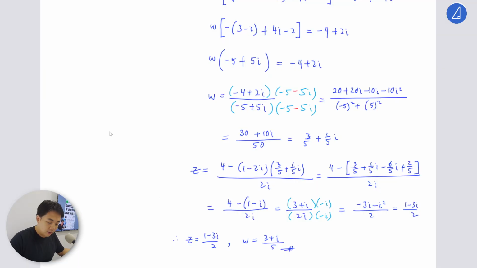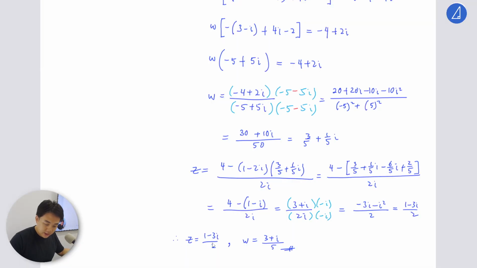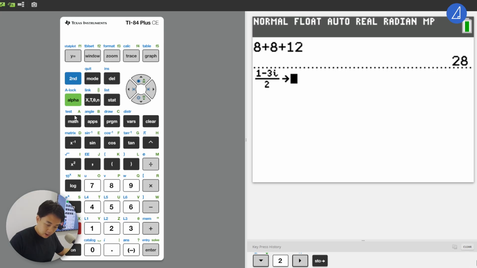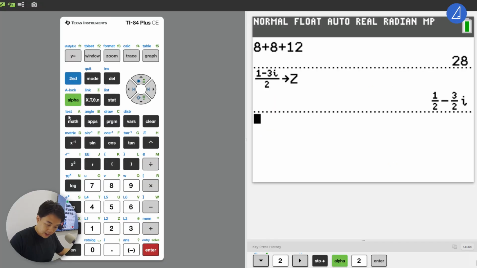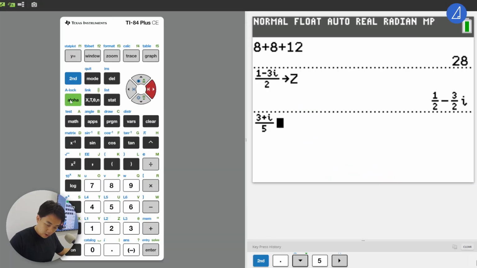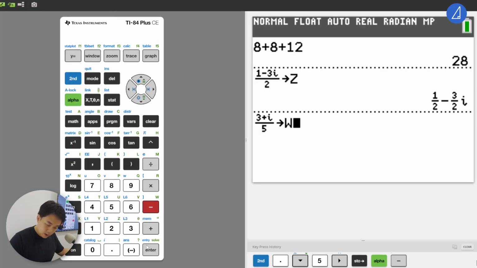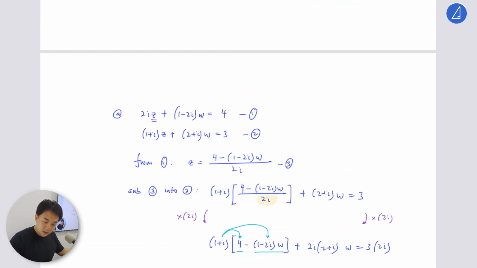If you don't heed it, I don't know what to say. Yeah, so just store to, let's say, Z. This is Z, alpha Z, it has to be alpha Z. Then same thing, you store the W, 3 plus i, then you put in divide by 5. Then you just store as W. Okay.